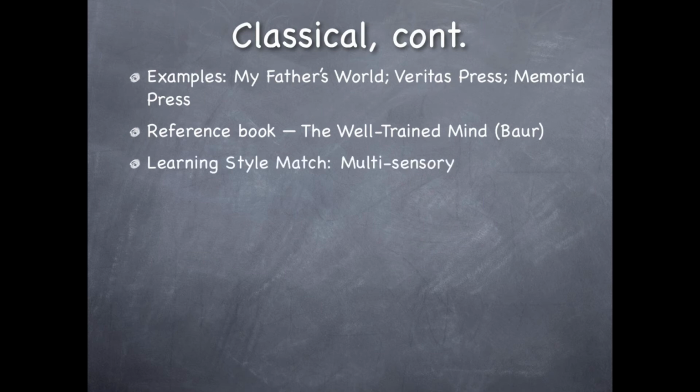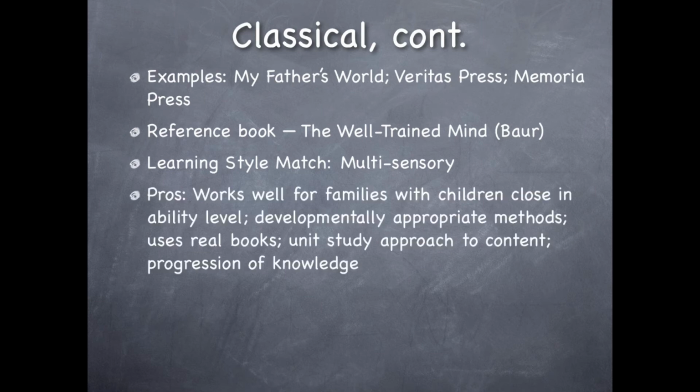Again, it's multi-sensory like some of the other ones, so if your child is really any of those types of learners, this is a good fit for them. Works well for families with children close in ability level, because you can kind of group them together. It uses real books. It's a unit study approach, but there's a progression of knowledge. So you're going to be repeating sometimes in the further up levels. You're going to go back over stuff, but then add to it.